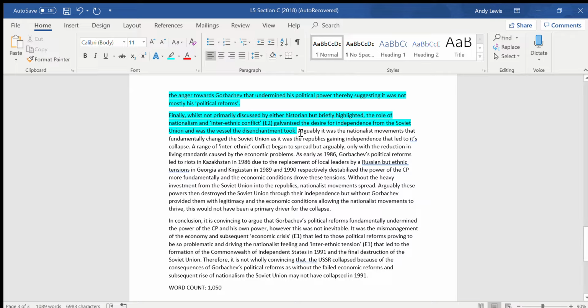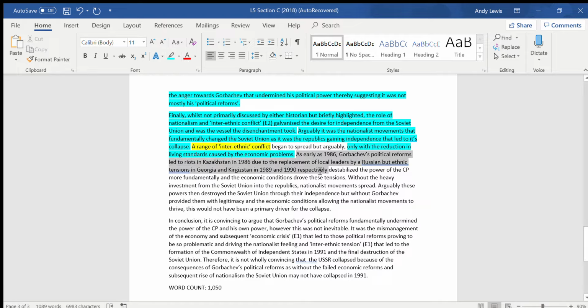Arguably, it was the nationalist movements that fundamentally changed the Soviet Union, as it was the republics gaining independence that led to its collapse. Okay, so that's still a bit of evaluation. So they're saying, arguably, you could say it was that rather than the political reforms. A range of inter-ethnic conflicts began to spread, so we know that that phrase is taken from the source. But arguably only with a reduction in living standards caused by the economic problems. So you'll notice that this paragraph seems to be a lot more evaluative.